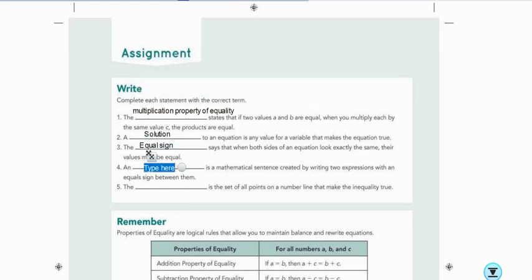Number 4 says that an equation is a mathematical sentence created by writing two expressions with an equal sign between them. And then number 5 says the blank is a set of all points on a number line that make the inequality true. And this is the solution set.